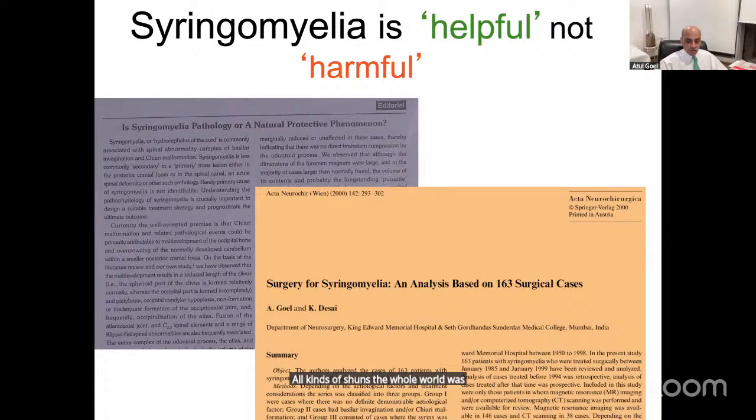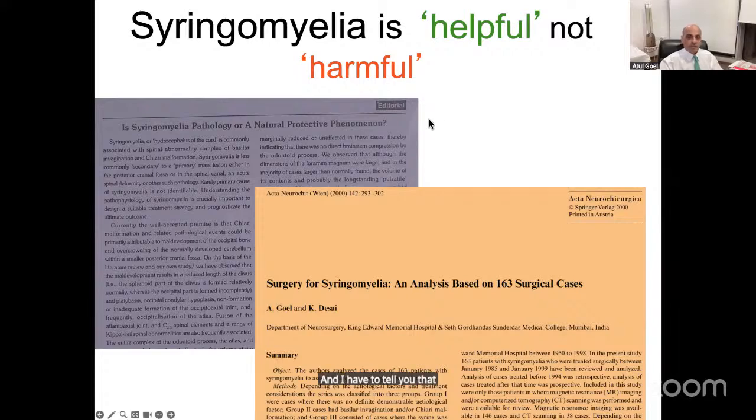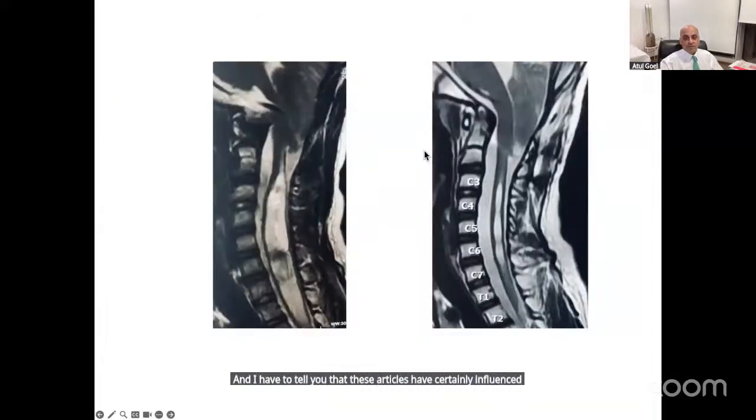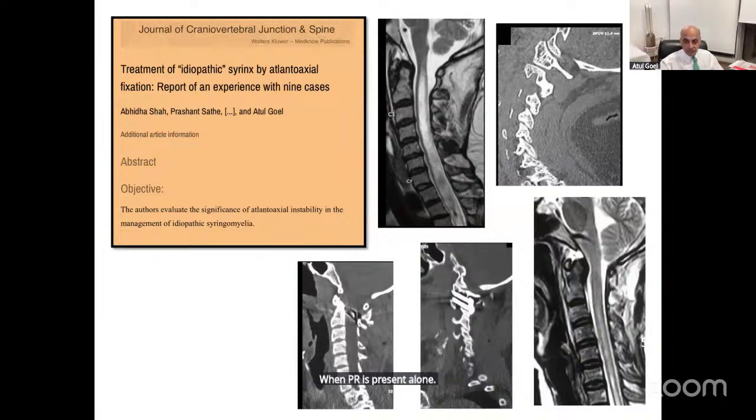Now you answer my question. How many people are doing syringosubarachnoid shunts? There are still many doing, but not all. And I have to tell you that these articles have certainly influenced the treatment pattern in these patients. When Chiari is present alone, it is atlantoaxial instability. When Chiari is present with basilar invagination, atlantoaxial instability is the problem.